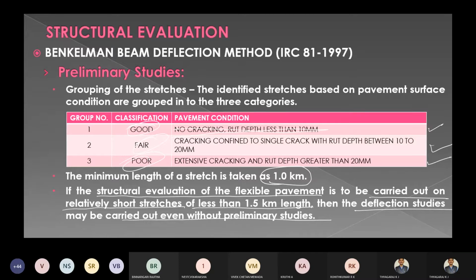Okay, is it clear how to group the road stretches and how to measure the cracking and all those things? We have already discussed in the earlier classes how to measure the crack, rut depth and so on. Cracking will be measured in terms of area, that is length and breadth of the crack, and rutting will be measured in terms of depth. Using the aluminum straightedge and the wedge scale, you are going to measure the rut depth. Okay, is it clear?